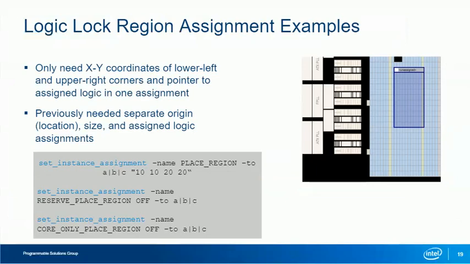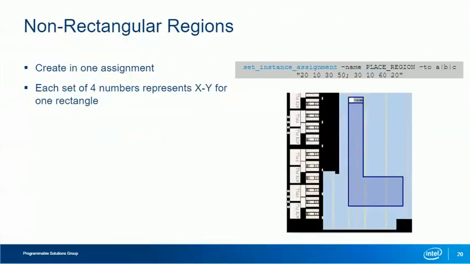Logic Lock assignments in the QSF file are much simpler than the Logic Lock Standard Edition region assignments. A single assignment specifying the logic assigned to the region and the lower left and upper right XY coordinates of the region is all that's required. Logic Lock Standard Edition regions require separate assignments for all this information. In the example shown, you can see that the ABC logic is constrained to a region whose lower left corner is at 10,10 and whose upper right corner is at 20,20.